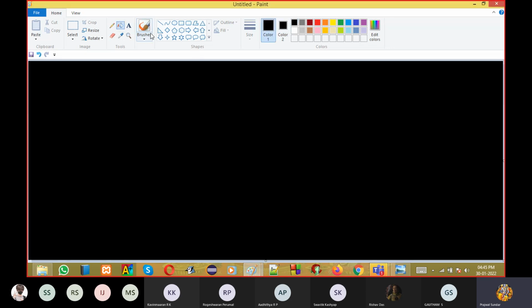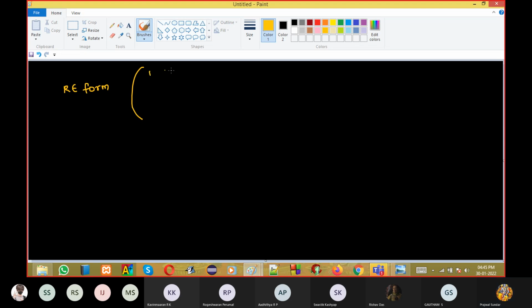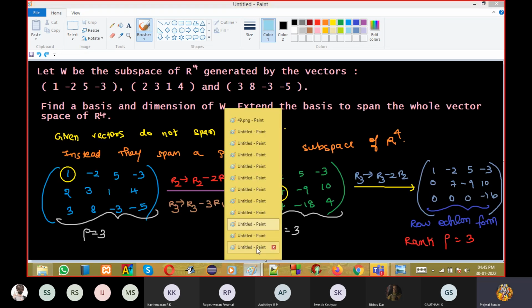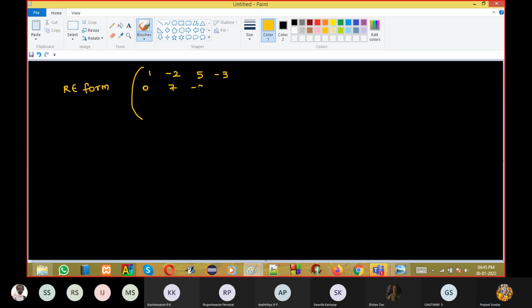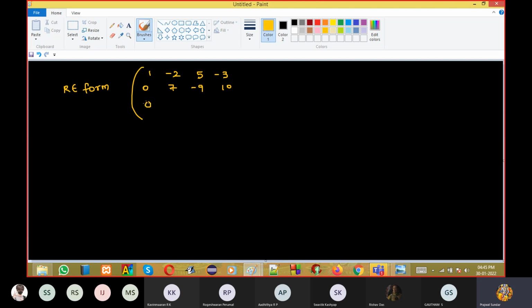So take the final row echelon form. What is the form? Someone tell me. We'll get 1, minus 2, 5, minus 3. Next row, we'll have 0, 7, minus 9, 10. And you'll have 0, 0, 0, minus 16. Now suppose I'm adding 0, 0, 0, 0, 1 here, this is a waste vector, correct? This is waste, don't add it.